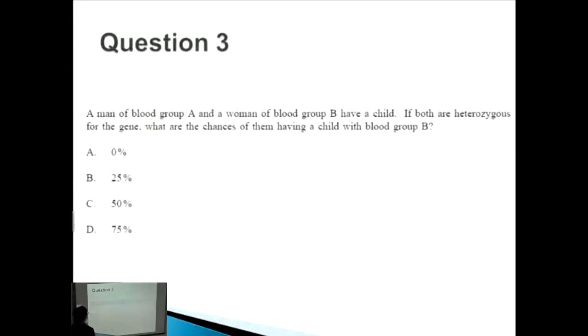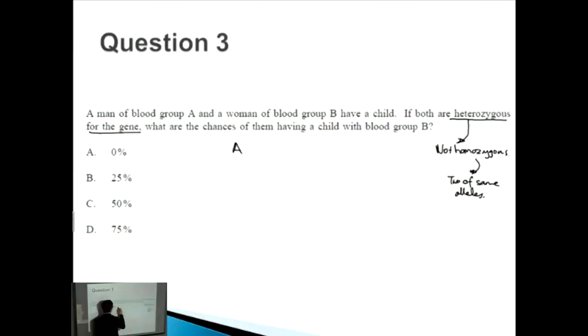Okay. So our third question: a man of blood group A and a woman of blood group B have a child. If both are heterozygous for the gene, what are the chances of them having a child with blood group B? The important thing to know about this is, first of all, your ABO blood groups, but more important, what it means to be heterozygous for the gene. Heterozygous means that they are not homozygous. And if they are homozygous, then that means they've got two of the same alleles. Okay? Good. So what are our different possible blood groups?